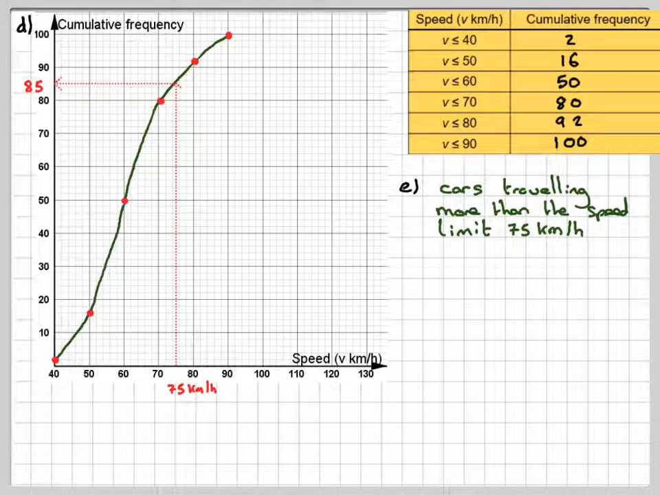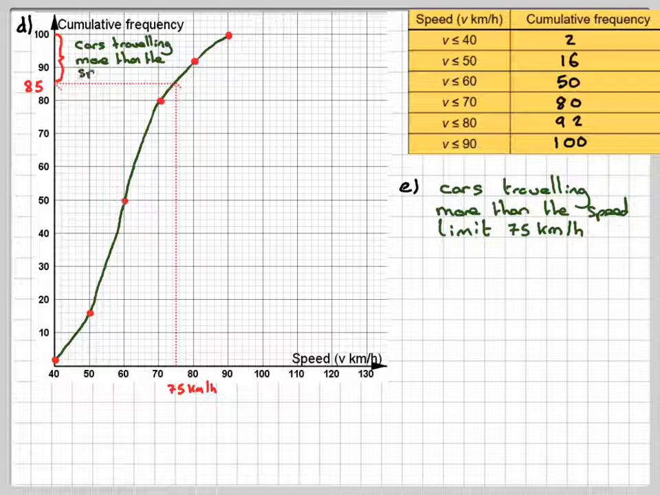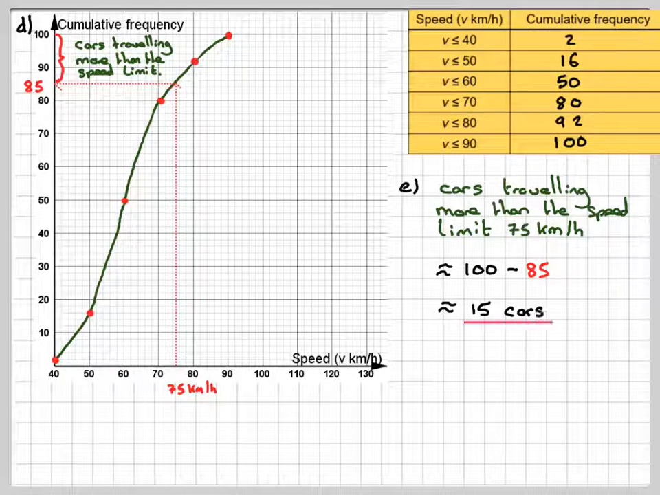Now, it's not 85 that are actually breaking the speed limit. The ones who are breaking the speed limit are these ones here, because they are actually travelling more than the speed limit, and therefore the approximate number will be 100 minus 85, which is approximately equal to 15 cars.